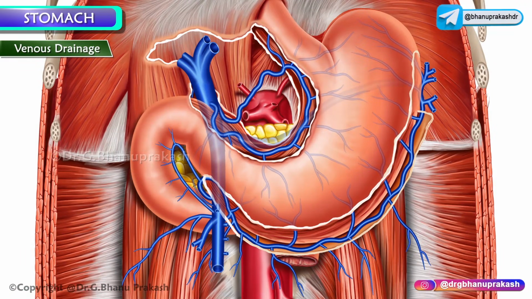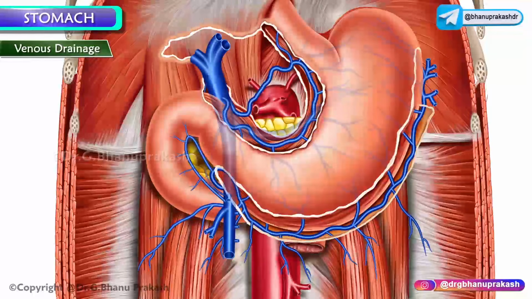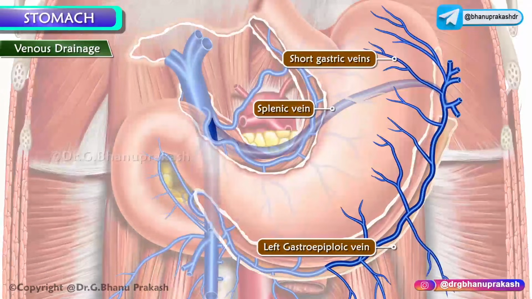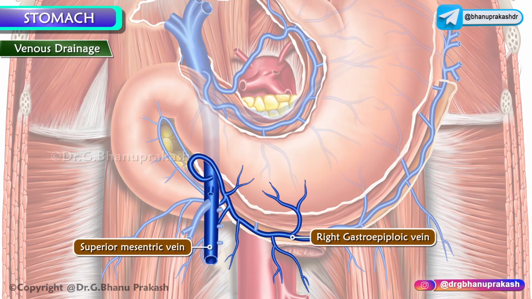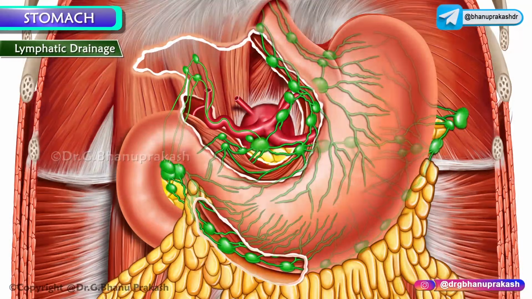And next is the venous drainage. Right and left gastric veins drain into the portal vein, and the left gastroepiploic vein and short gastric veins drain into the splenic vein, and the right gastroepiploic vein drains into the superior mesenteric vein. This is what you need to know about the venous drainage of the stomach.